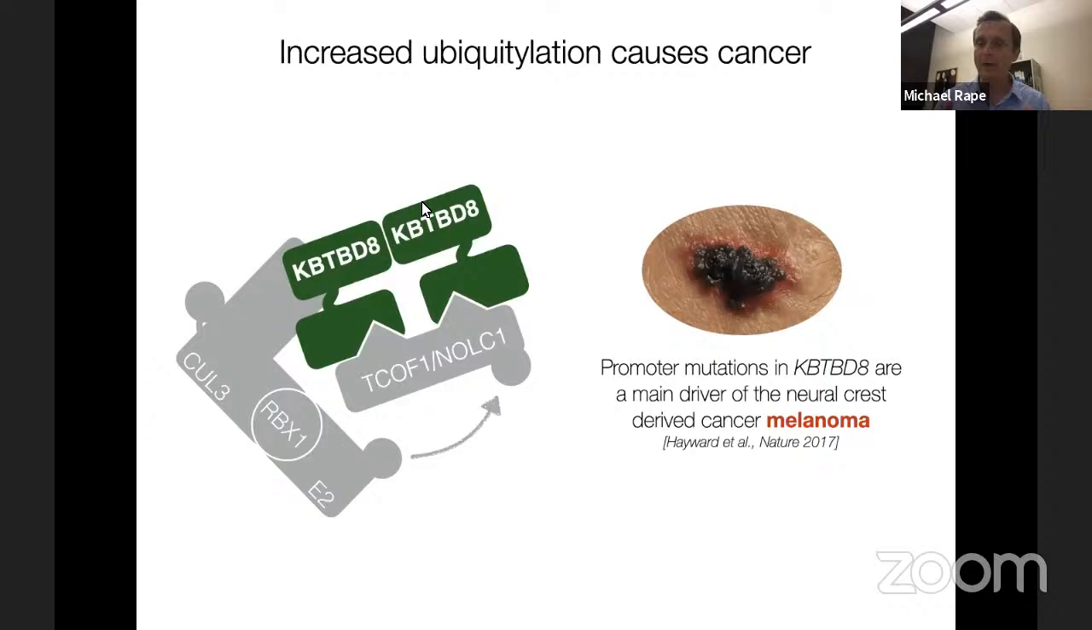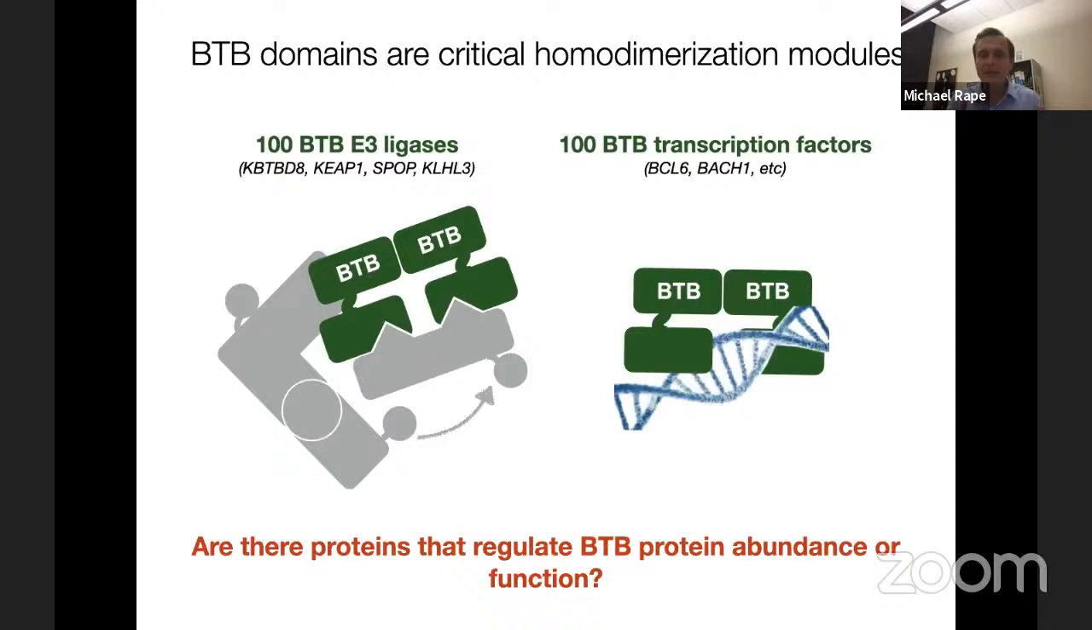Now, KBTBD8, it's a horrible name, but it contains these three letters, BTB, and that means that it falls into a large class of proteins in the human genome that all have a so-called BTB domain. It's a modular domain that is basically plug and play in many different regulators. About half of them, 100 or so of these BTB domain proteins, are E3 ligase subunits, and they all function in the context of Cullin-3 ligases and dictate specificity of this Cullin-3 machinery.